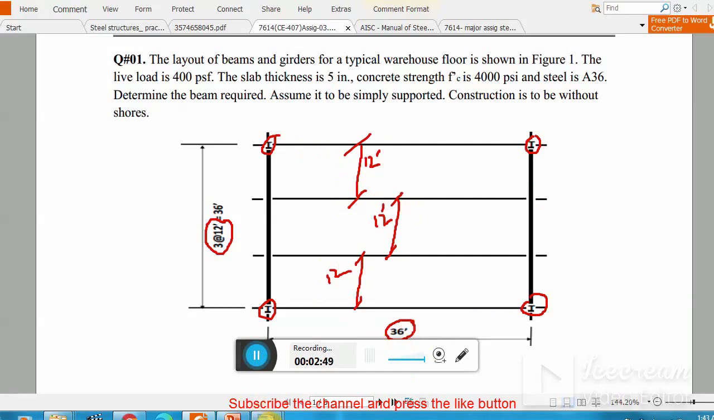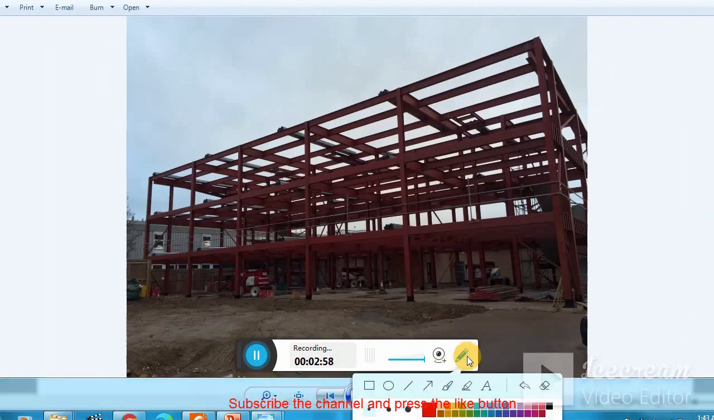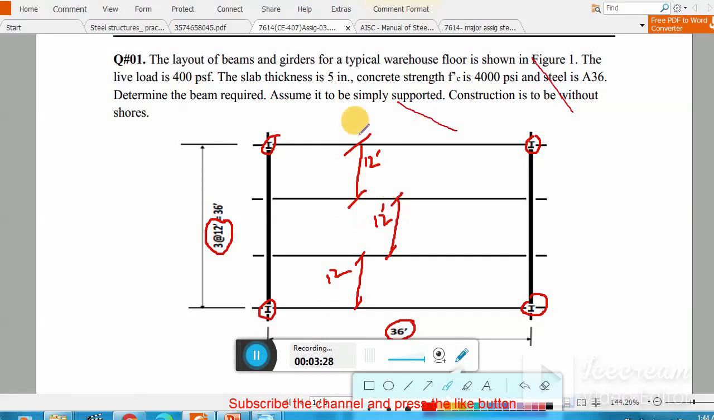Clear? Now if I show you a picture, here you see that we have girders. This one is a girder, this one is also a girder, and they are supported directly over the columns, but these are our secondary beams. They are transferring the load to the girder, and then the girder transfers it to the column. Here you also see.